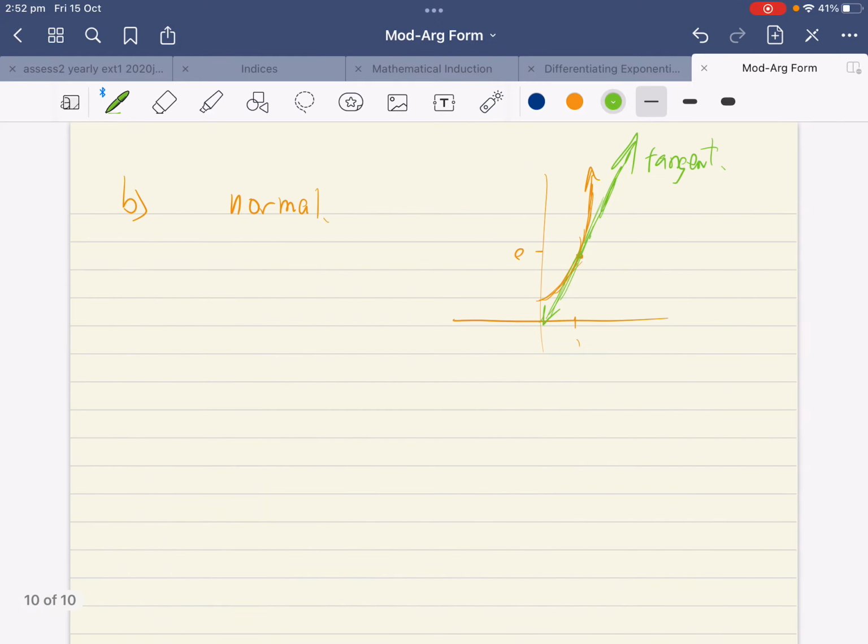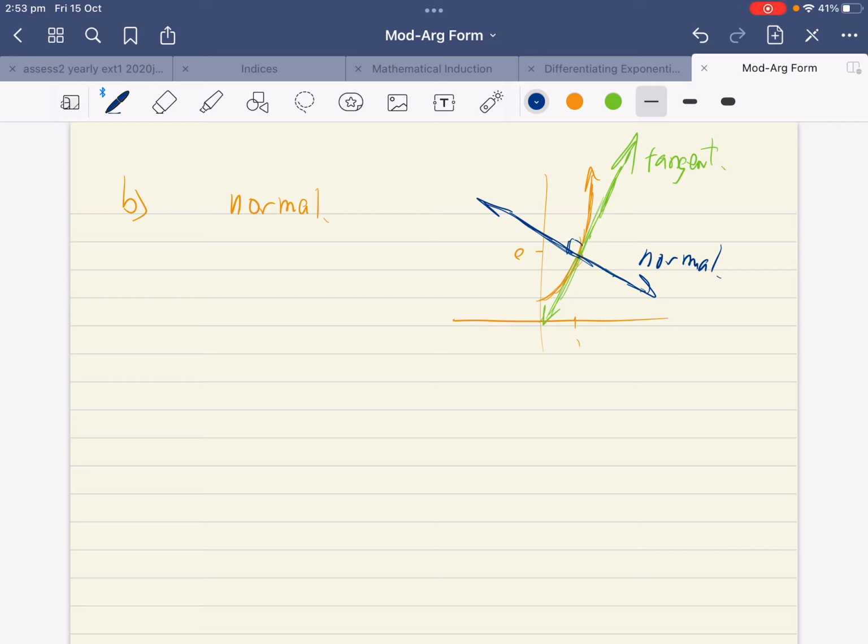Now, part B is asking us to find the equation of the normal. Remember, a normal is a straight line that is perpendicular to the tangent. Perpendicular means they cross at right angles. So if the green line is a tangent, this here in blue is going to be the equation of the normal.